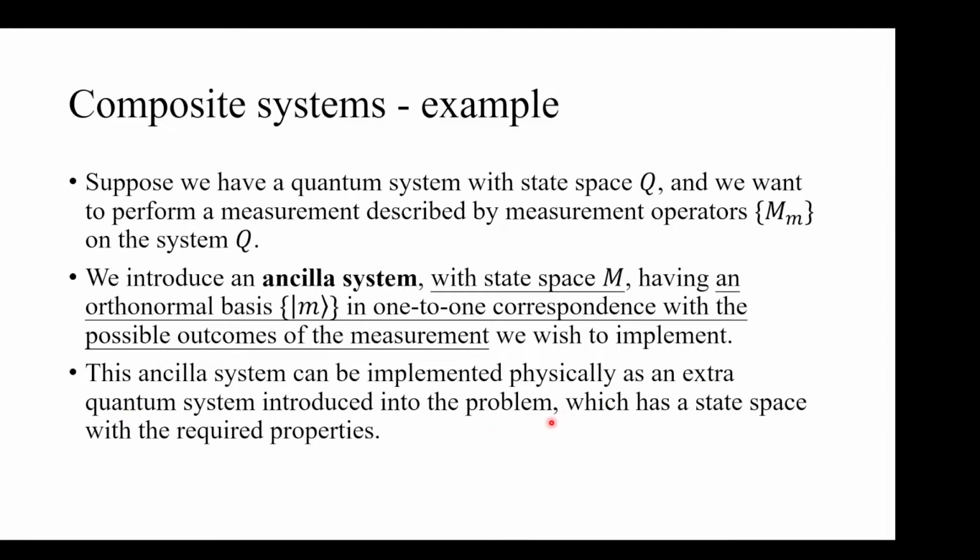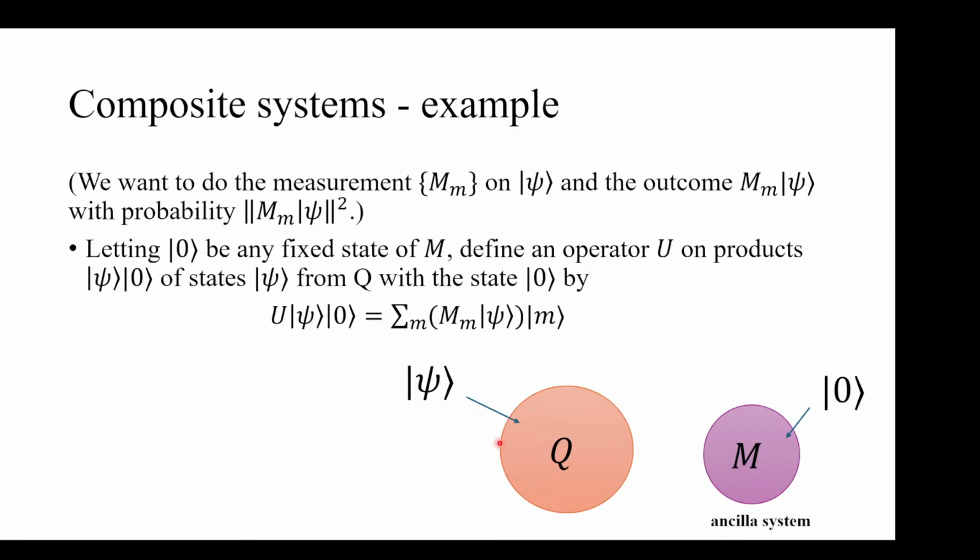We just have this extra quantum system that will interact with our original state space. You will ask your engineer or experimentalist to design this system so that you can find a basis inside it that has the same number of elements as your measurement operators. We introduced this ancilla system, and now we think of our system like this: we have our original system to be measured, and the ancilla system that helps us do the measurement.